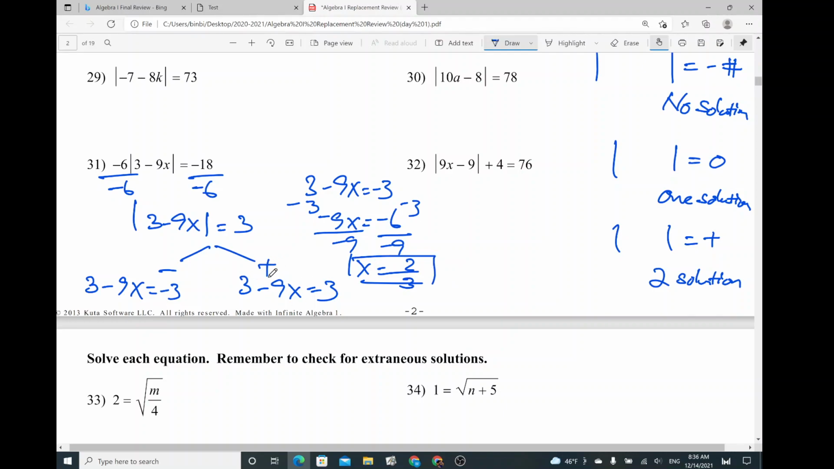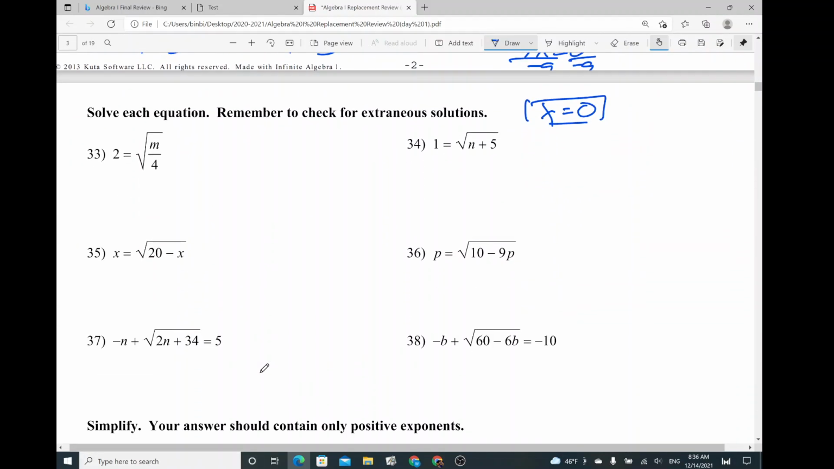What about this one right here? 3 minus 9x equals 3. Subtract 3 from both sides, so we do have negative 9x equals 0. And then divide by negative 9, so x equals 0. So two solutions.